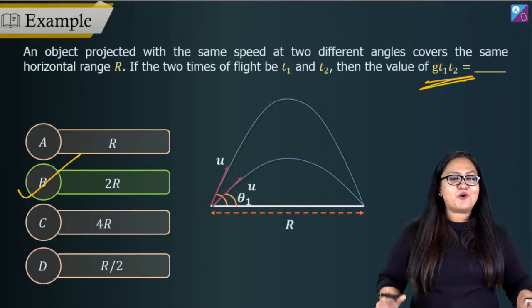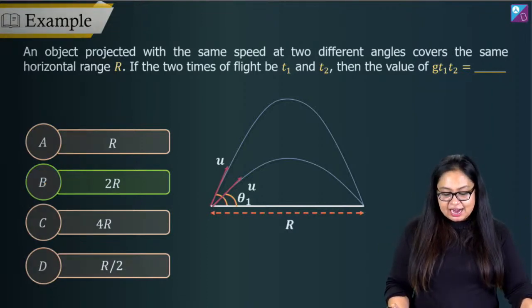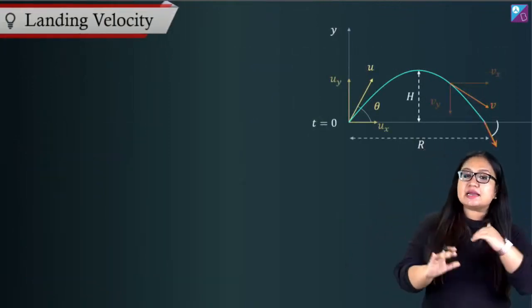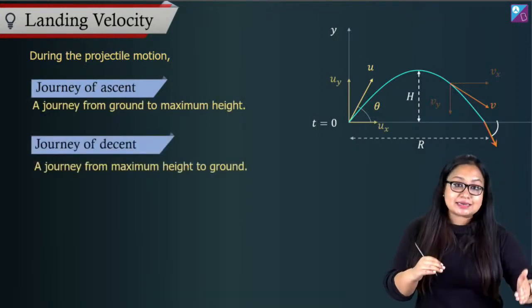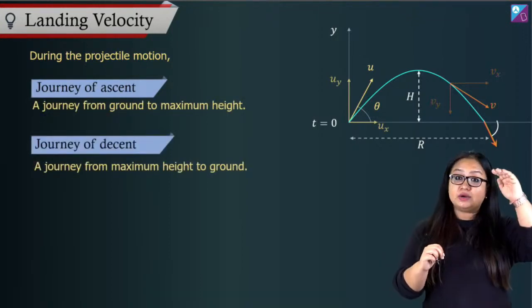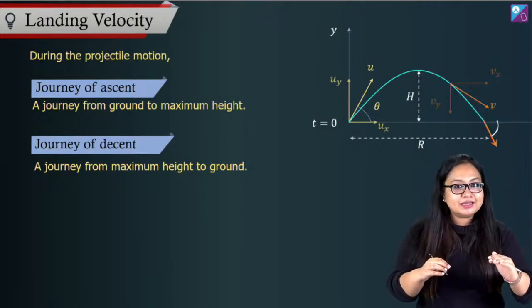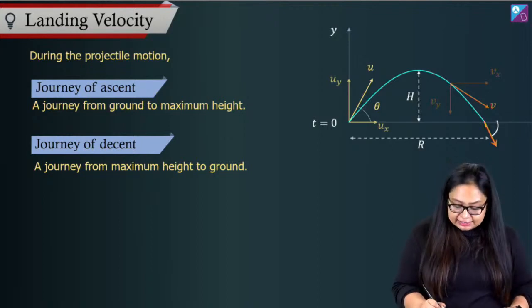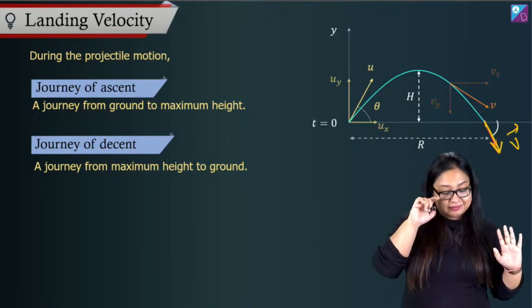Alright? I hope you guys understand this. Right? Let's move on and let's go to landing velocity. So the next thing about projectile motion is, yes, we've talked about how much time it takes, how high it goes, and how far it goes horizontally. Now we will talk about what is the landing velocity. What is the velocity with which it lands?